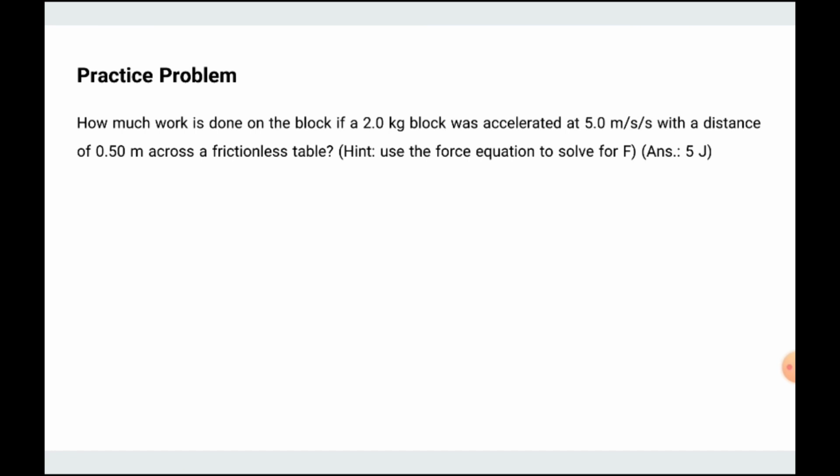On question number 2, we are still asked about work. This time, the object of interest is a block which has a mass of 2.0 kilograms, or 2 kilograms. And it was accelerated at 5 meters per second squared. Curious, we are given acceleration with a distance of 0.5 meters, so that's our displacement, across a frictionless table.